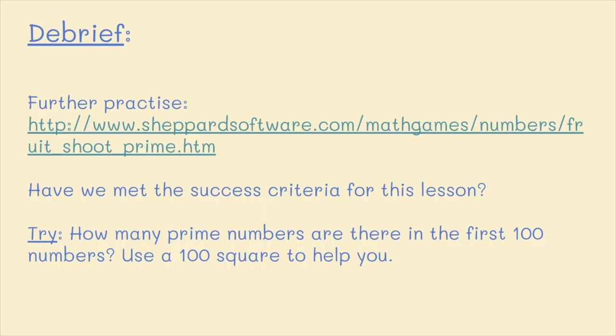I hope that was helpful for you guys. If you'd like some further practice identifying prime numbers, there's a link on the board there. Well, let's have a look at the success criteria for the lesson.